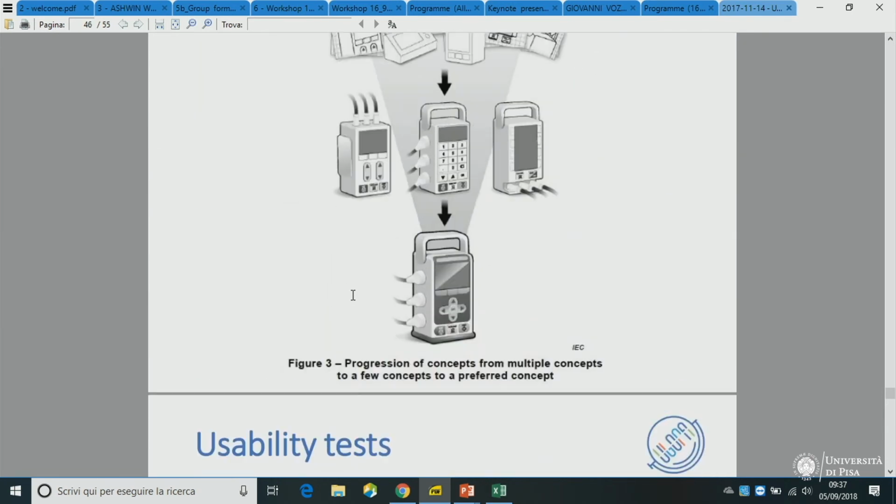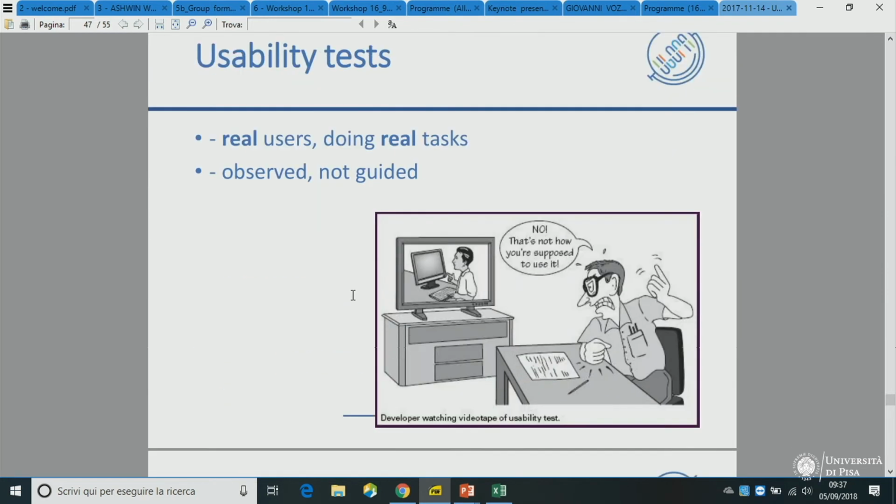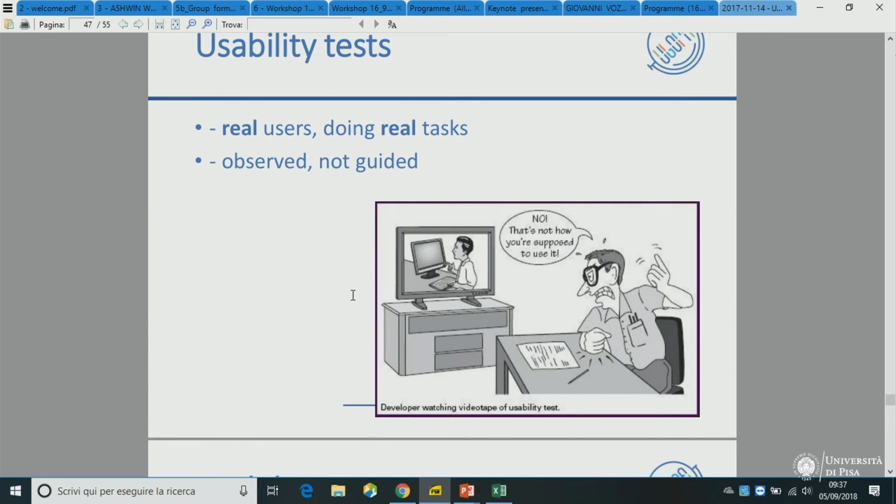So how do we use the information? How do we collect the information to change our minds? Through user tests. So real users doing real tasks. And here you have the designer saying, oh no, this is not what you're supposed to be doing, right? And this is a very nice example of how users just go their own way.